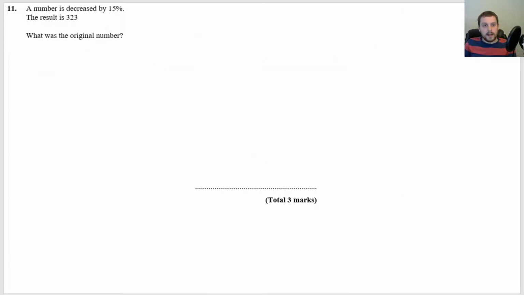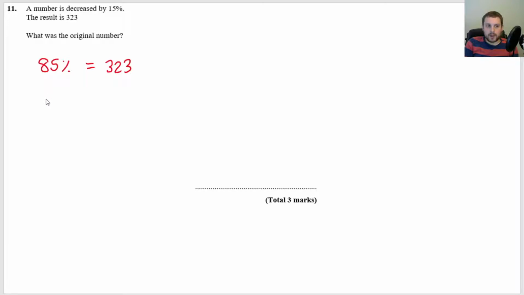Right, number 11. A number is decreased by 15%. The result is 323. What was the original number? Okay, so we've got two ways of doing this. I'll show you both ways. So we're left with 85%. We know that that's 323.